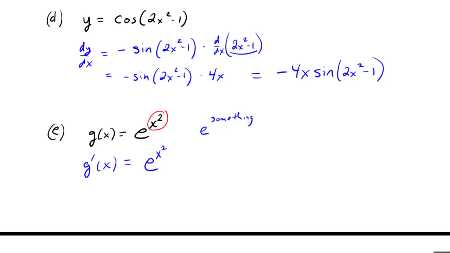So the next thing would be times the derivative of x squared. So I have e to the x squared, and then the derivative of x squared is 2x. So I get 2x e to the x squared. So although we say inside, inside means into the next layer of the function.